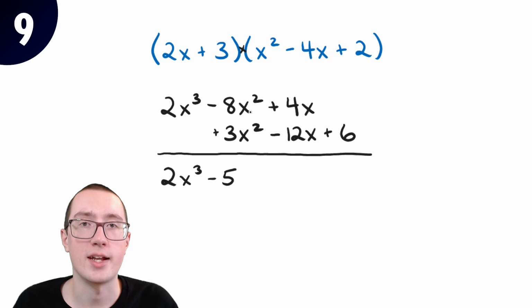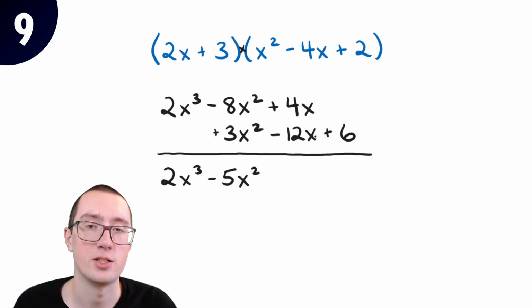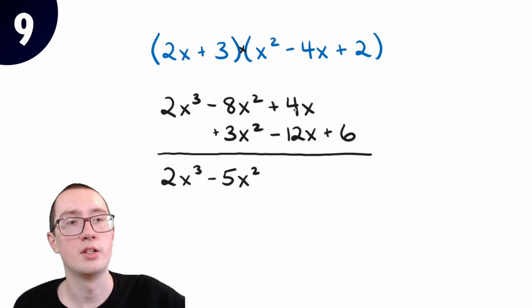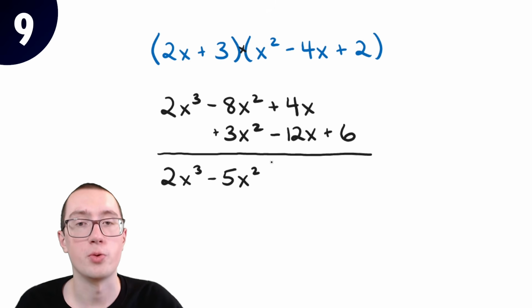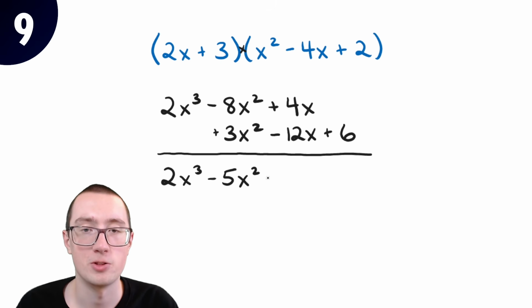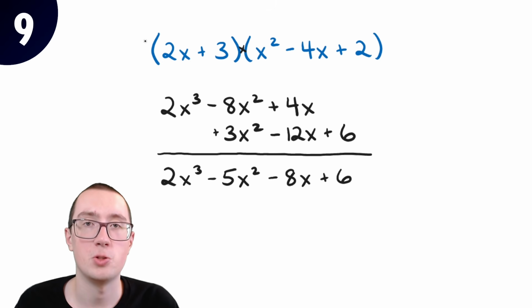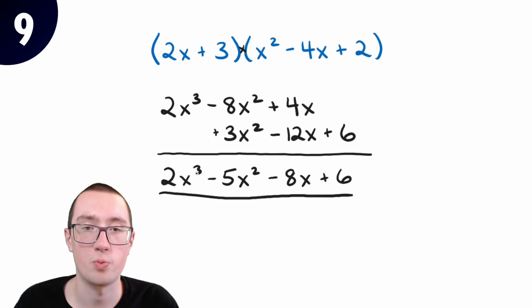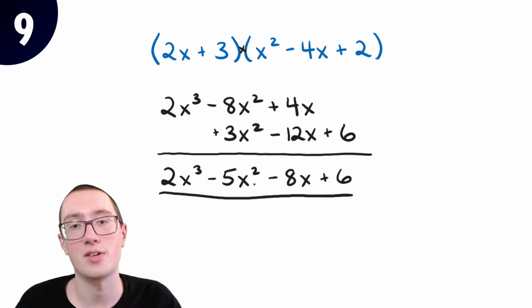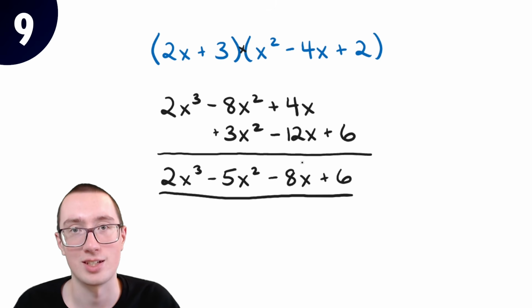And remember that when you're adding and subtracting, you don't do anything with the exponents. It's just going to stay as x squared. Here we have plus 4x minus 12x. So you got $4 and then you lost 12. So you're down $8. So minus 8x. And then this plus 6 has nothing to combine with, so that's going to stay as plus 6. So there you go. When you multiply these two sets of parentheses together, you get this 2x cubed minus 5x squared minus 8x plus 6.